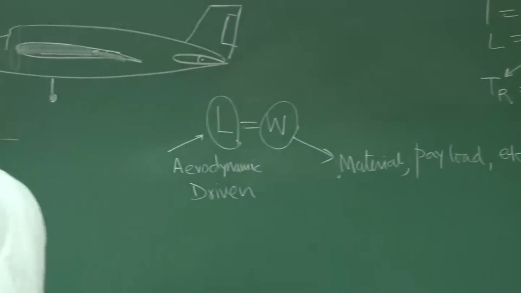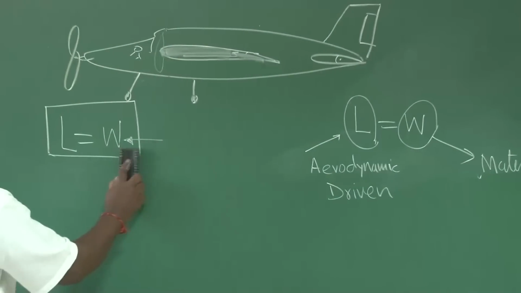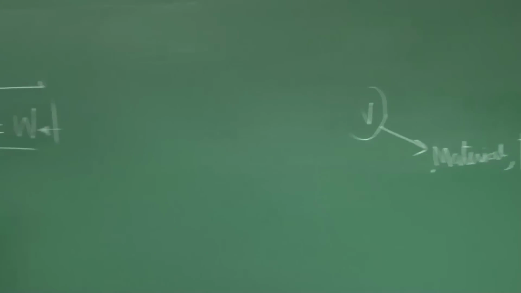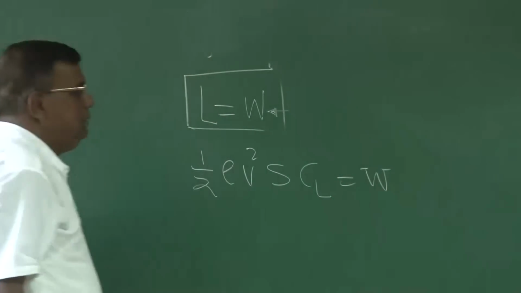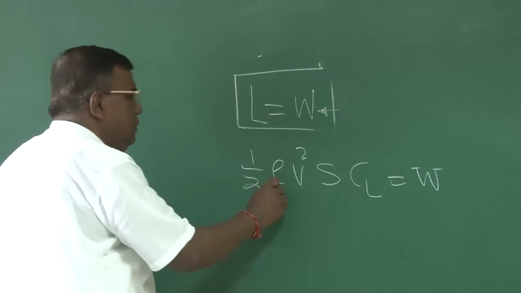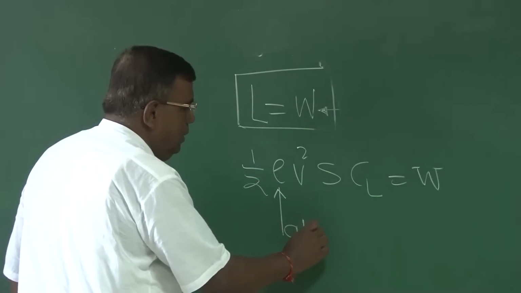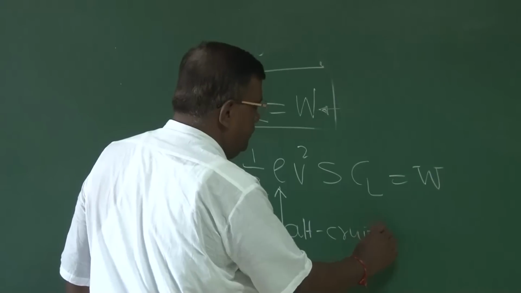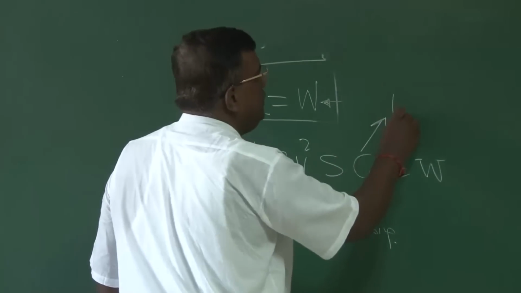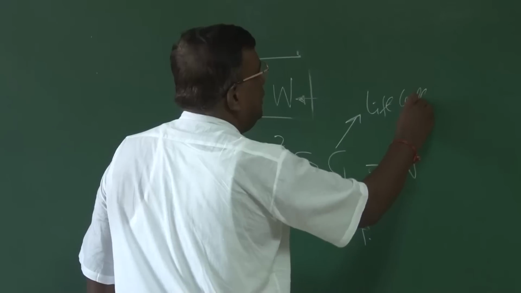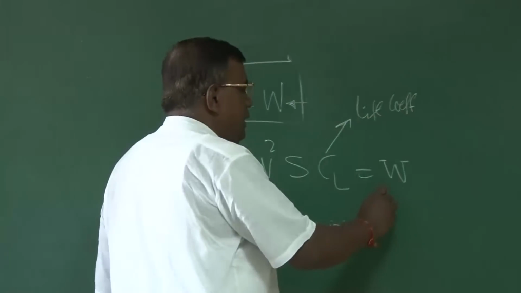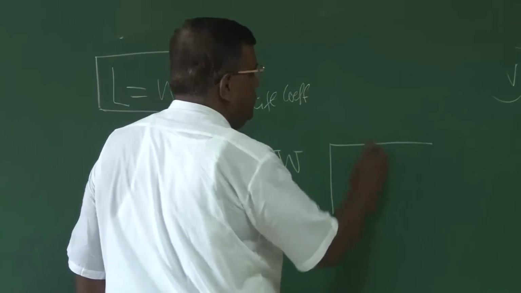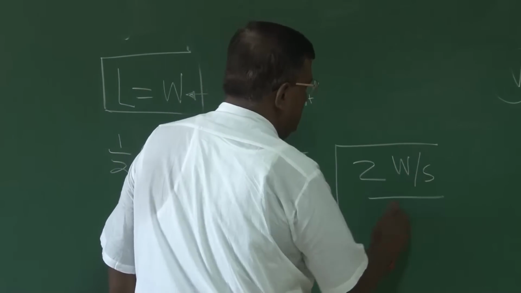And second part, as a designer, you need to also look here. When I say lift equal to weight, lift I know is half rho V square S CL equal to weight, right? Rho is whatever altitude you are cruising or taking off. This is of course for cruising I am talking about. CL is the lift coefficient, and of course W is the weight. And if you see here, the speed required to maintain lift equal to weight will be given as the square root of 2 W by S by rho CL.